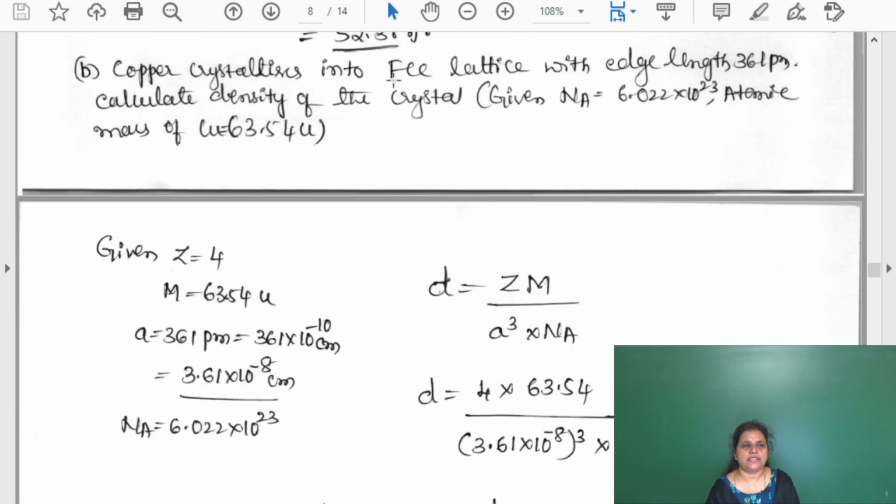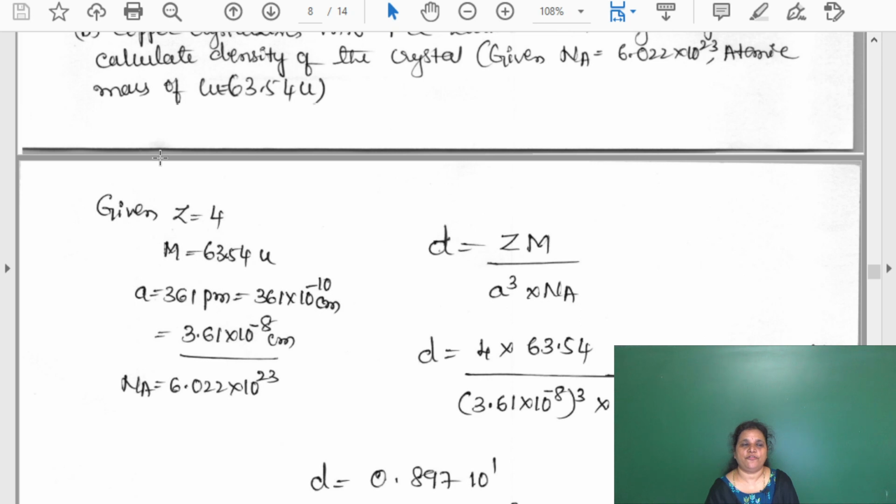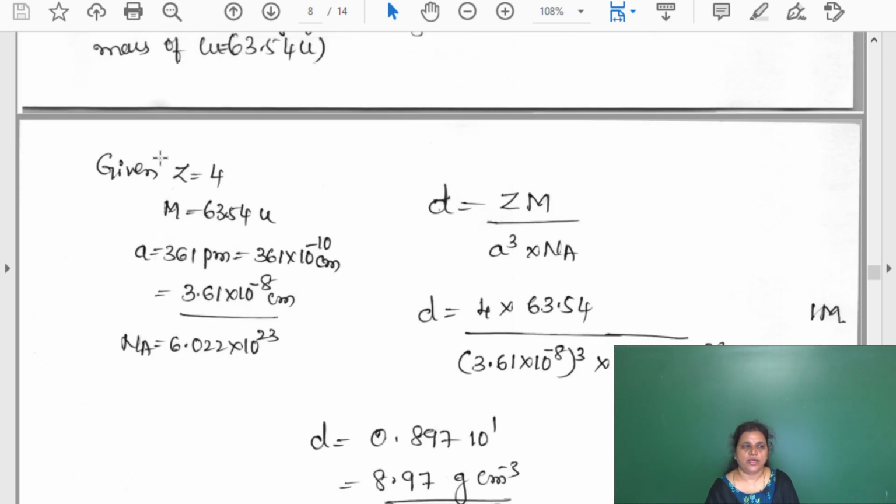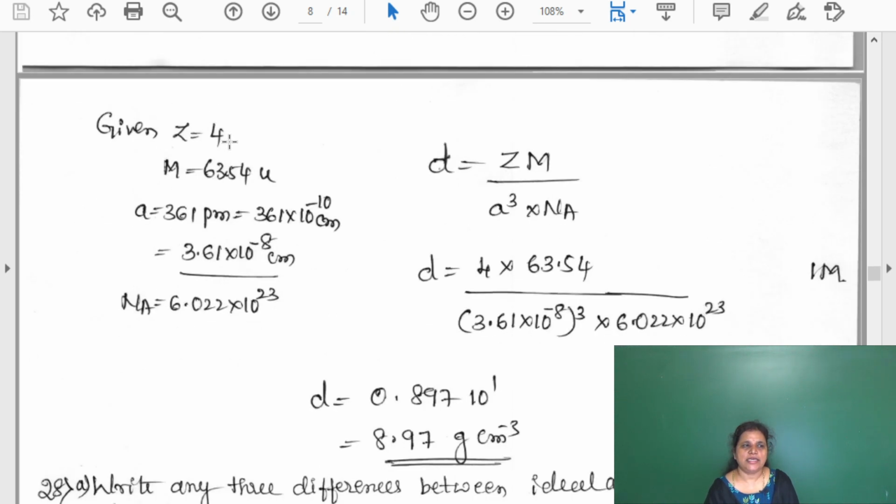Copper crystallizes into an FCC lattice with edge length 361 picometer. Calculate the density of the crystal. Avogadro number is given as 6.022 into 10 power 23. Atomic mass of copper is also given, 63.54 unified mass. Now Z is 4, the number of atoms per unit cell, because it is an FCC lattice. Molar mass is given, and that is the atomic mass.